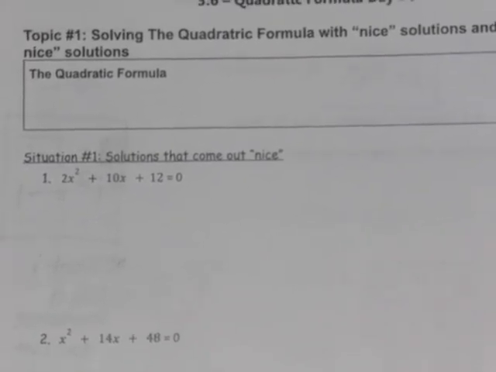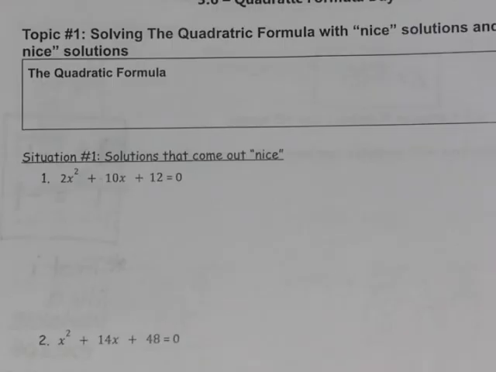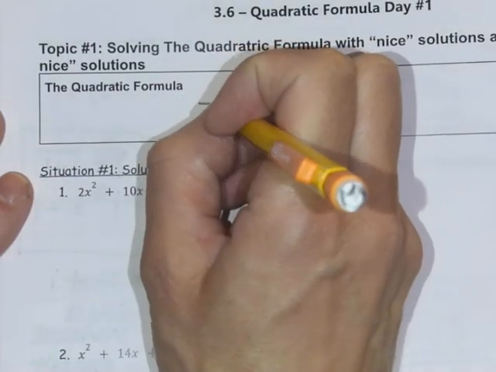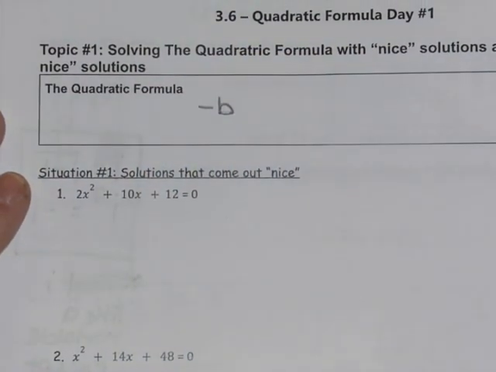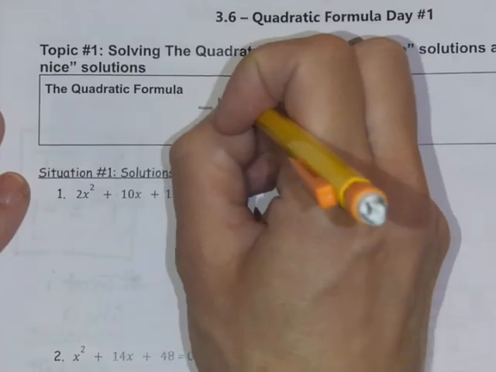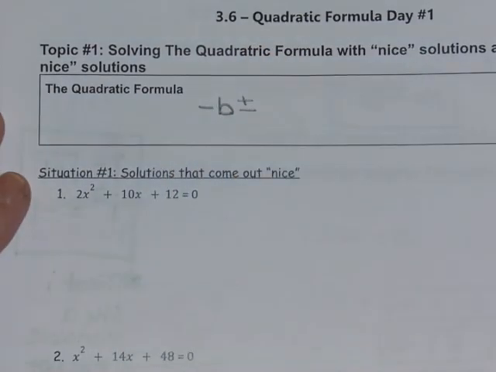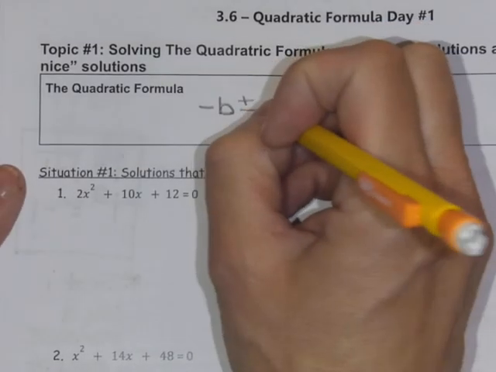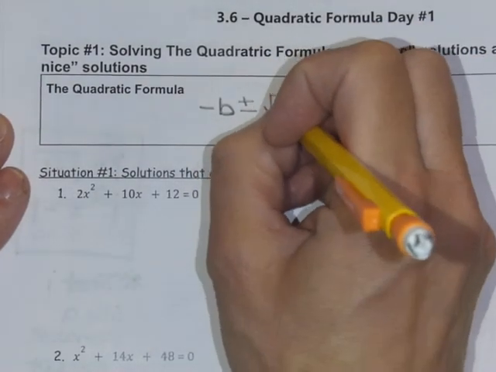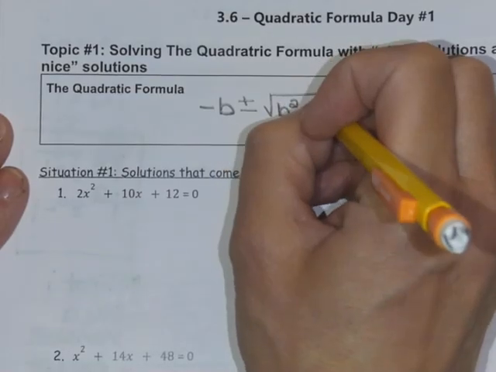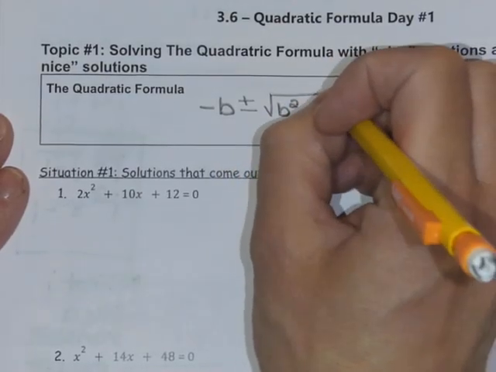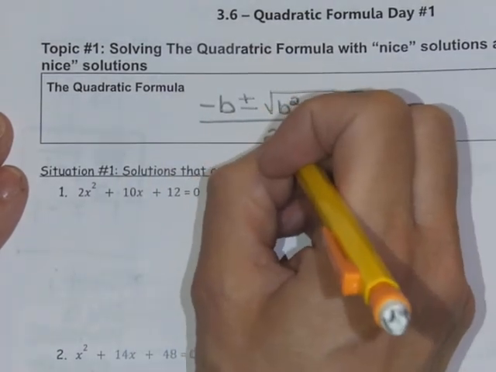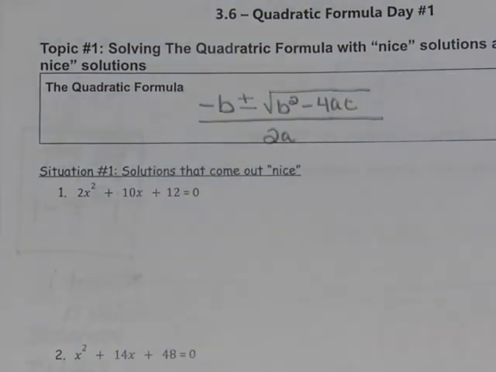So I'm going to tell you first what the quadratic formula is. Are you ready? It's negative b, and then you're going to put a plus minus. Remember that symbol? We've seen that before once or twice. The square root of b squared minus 4ac all over 2a. It's a long formula.